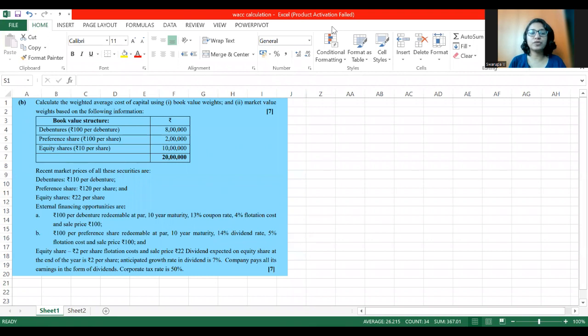Today we are going to take a question on calculation of cost of capital. And before we go into the calculation, let us just brush up on the basics and the formulas that have to be used to calculate the cost of capital.